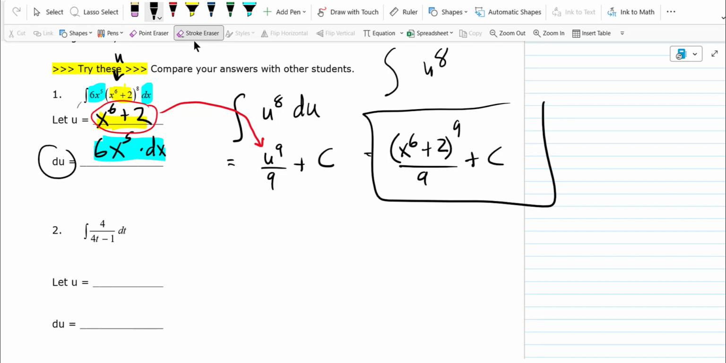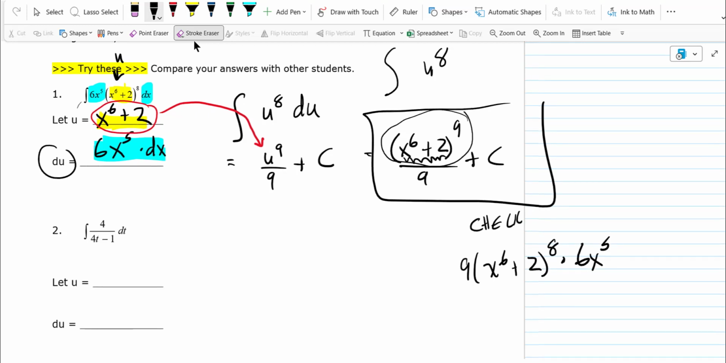Now I want to show you, you don't need to write this down. But remember, if you check your answer, all you've got to do is take the derivative of this. If you take the derivative of this, that's a chain rule right there. So you'd bring down the 9. You'd have x to the 6 plus 2 to the 8th. You would multiply by the derivative of what's inside, which is 6x to the 5th. And then that 9 is a constant, so you don't do anything with the 9 just because it's a constant. Notice the 9s cross out. And then if you compare that to the original problem, you're back to the beginning, aren't you? So you have the power to check yourself right on this. You've got the power, all right?